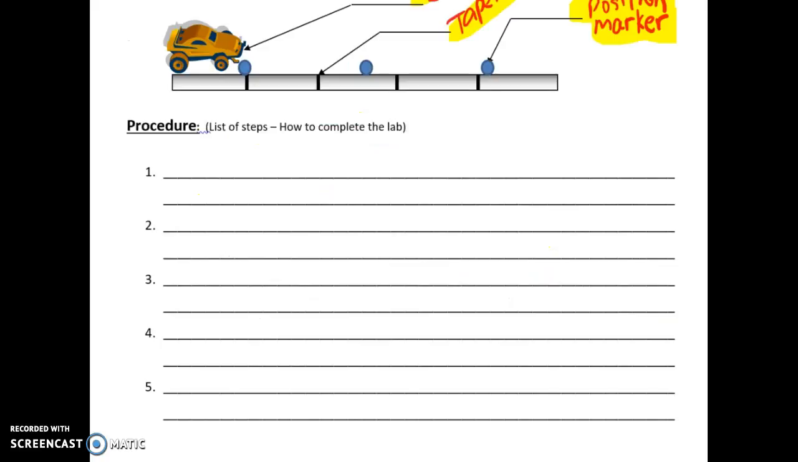For procedure, this is just you thinking about what was done to get your data and writing in 5 steps or less. You don't have to have 5 steps, but it's going to be at least 3 or 4, maybe 5. Write down what you did so that if someone who's like you wasn't there, they would have a chance to collect the same data.